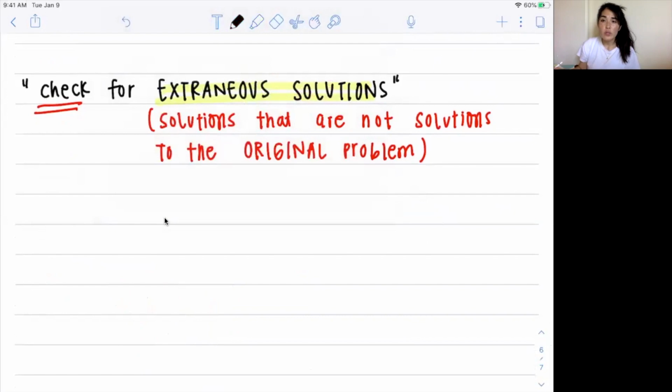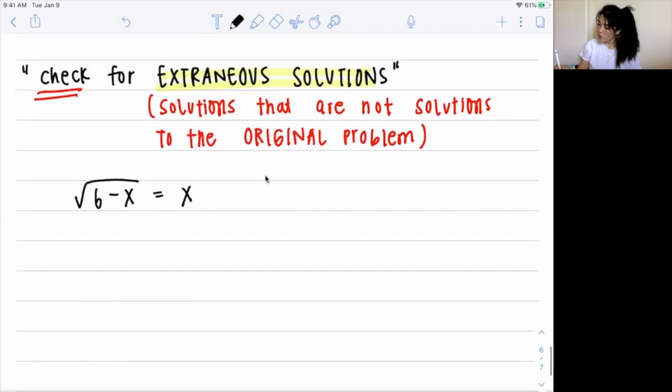All right, so when you guys do see this instruction, check for extraneous solutions, you want to take that extra minute or two to go ahead and check the answers that you got. The reason for that is because what this is telling us is that there might be an answer that's not really a solution here. Let me show you what that means. We're going to go back to that last example that we looked at. If you guys remember, the original problem was this: the square root of 6 minus x is equal to x.